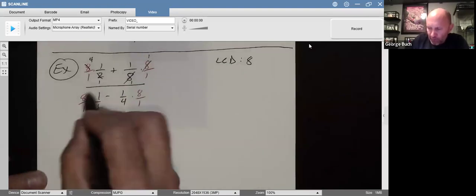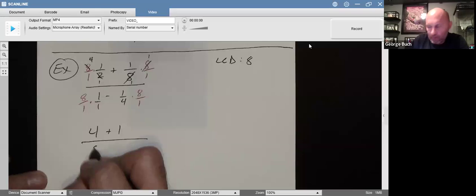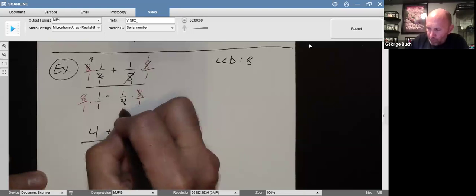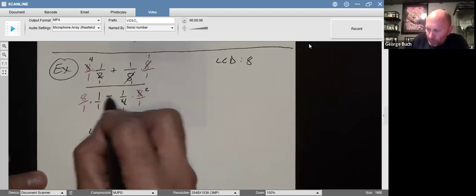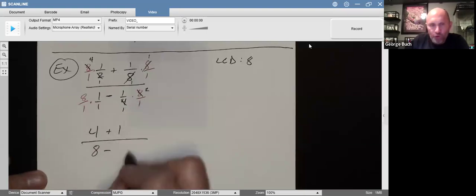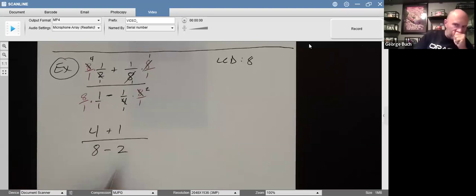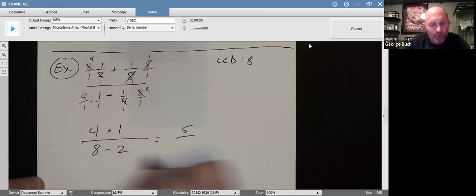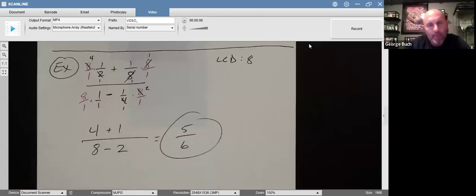In this one, nothing cancels. So I have 8 times 1 is 8. And then lastly, 4 cancels with 8, gives me 1 and 2. I have a minus sign between here. So 2 times 1 is 2. As I said, all the fractions should be gone, and they are. I just have 4 plus 1 over 8 minus 2. That's it. No more fractions. If I still had a fraction, I goofed something up. So now just simplify. 4 plus 1 is 5. 8 minus 2 is 6. Your answer is 5/6.